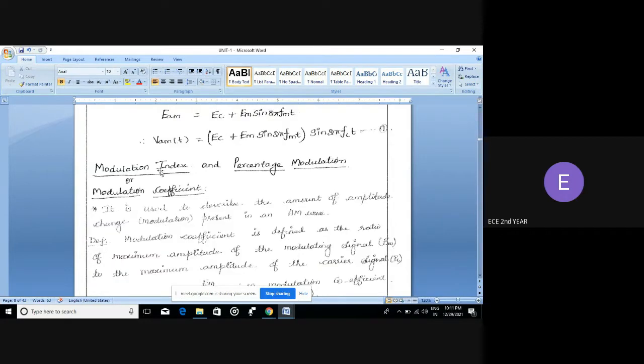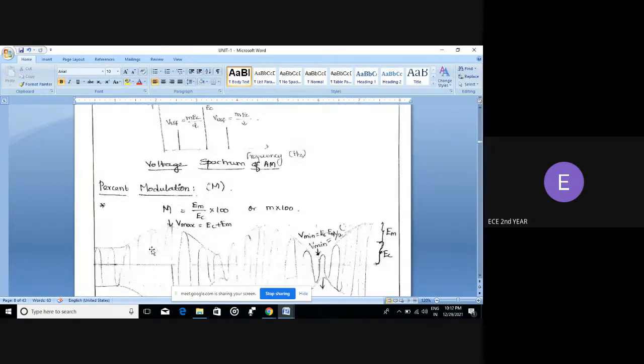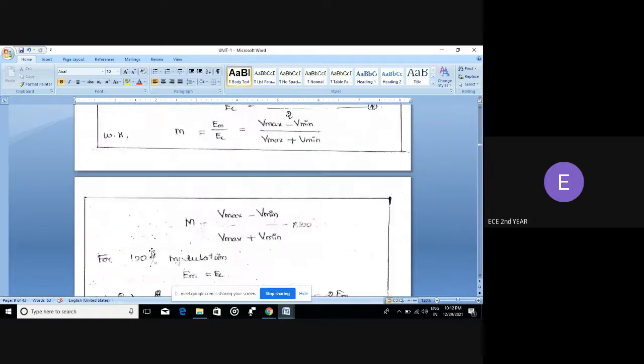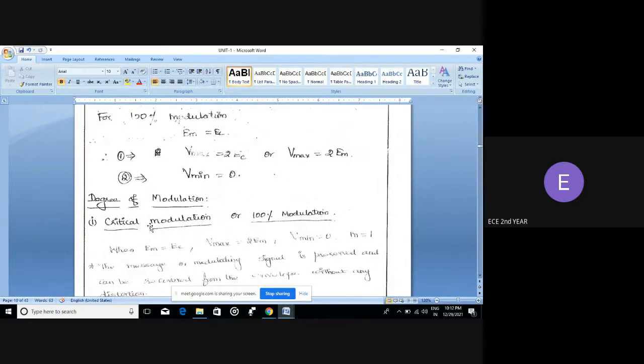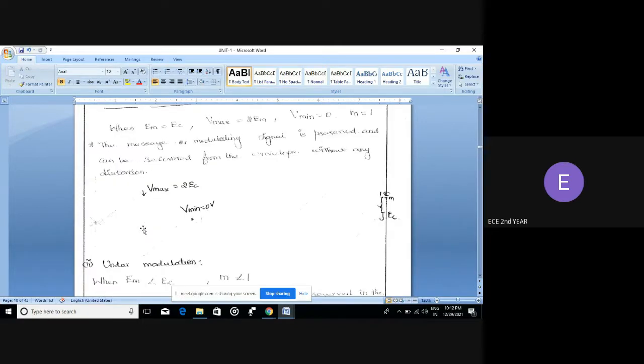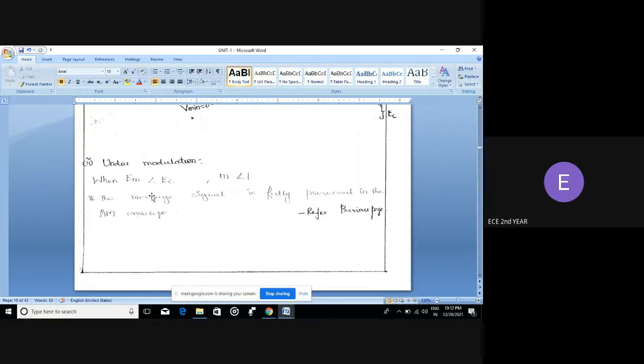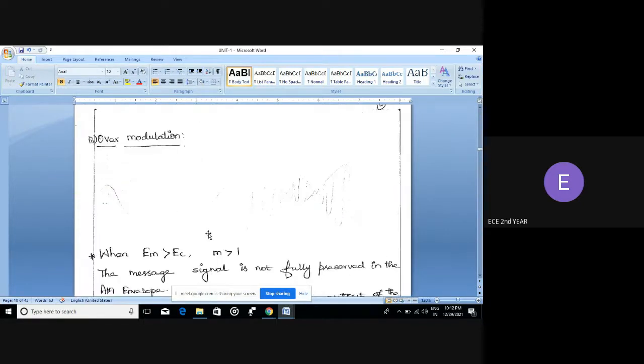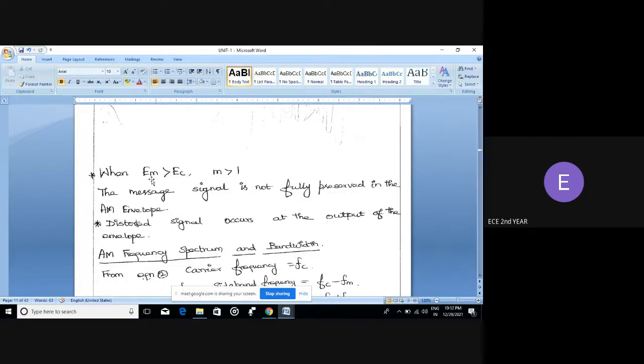And then what is modulation index, what is percentage modulation, what is the importance of modulation index, and the different types of modulation according to the value of modulation index. The first type is called critical modulation, when m is equal to 1, Ec is equal to Em. The other one is called under modulation, where Em is less than Ec and m is less than 1. The other is called over modulation, where Em is greater than Ec and m is greater than 1.